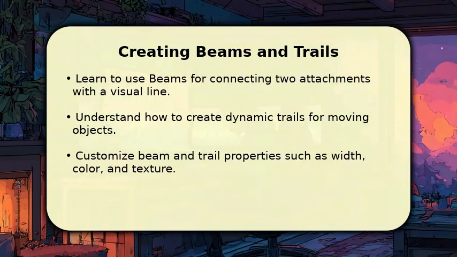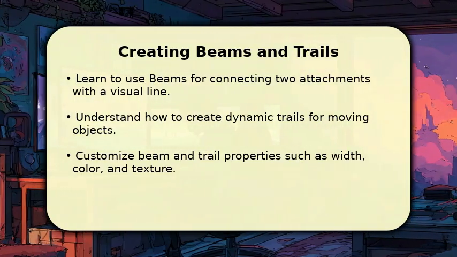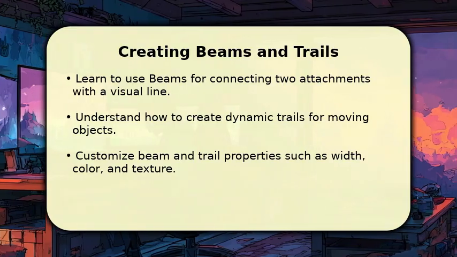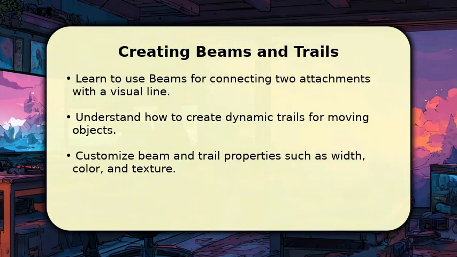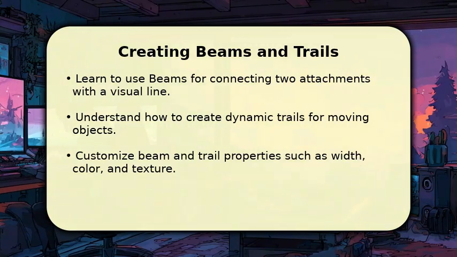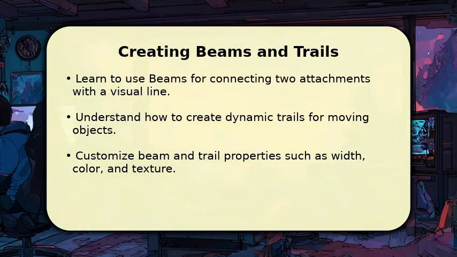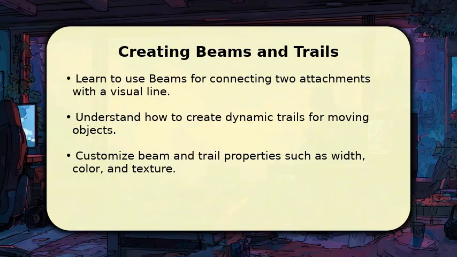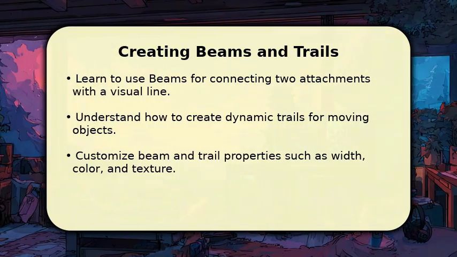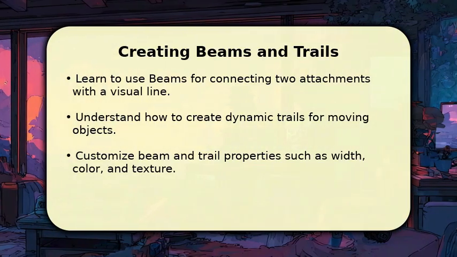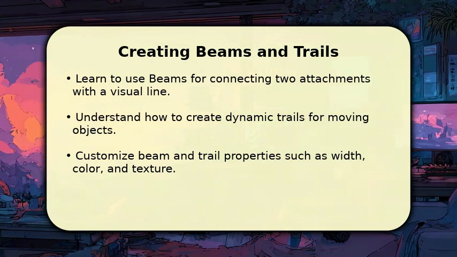Beams connect two attachments with a visual line. Ensure both attachments are parented to parts. Adjust the width property, perhaps to 2 studs, and choose a vibrant color. For trails, simply add a trail object to a moving part. Customize its lifetime and min length to create smooth, flowing visual paths, adding a professional touch to your game's animations.